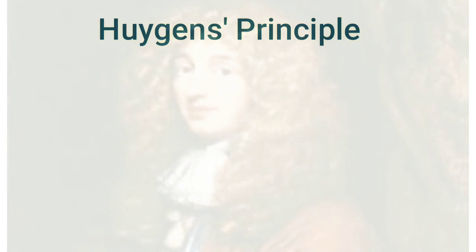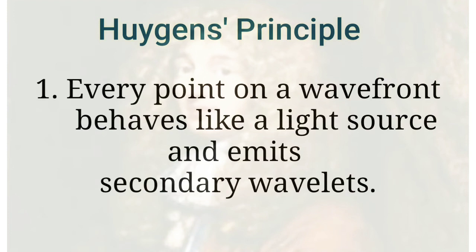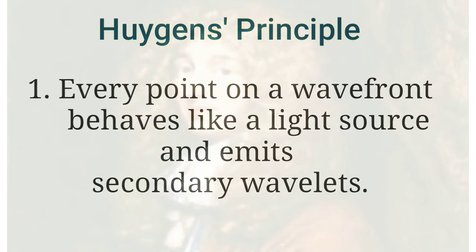Huygens principle is essentially a geometrical construction which gives us the shape of the wavefront at any time. According to Huygens principle, every point on a wavefront behaves like a light source and emits secondary wavelets. And these secondary wavelets spread in all the directions with the velocity of light. This is the first principle.